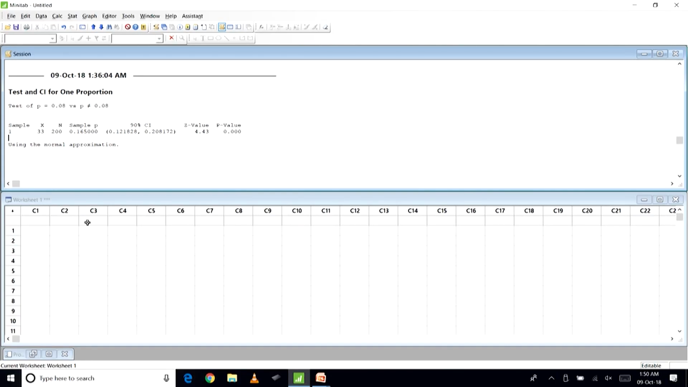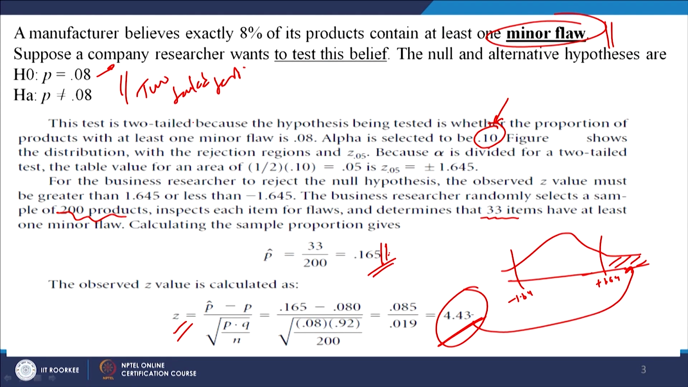And you can look at other values as well. You have got this confidence interval, and the z value 4.43, this is what we calculated. Just look at this, 4.43. So, just now we have solved this question using Minitab as a one sample proportion test. Now, let us solve the same question using the chi-square goodness of fit test.